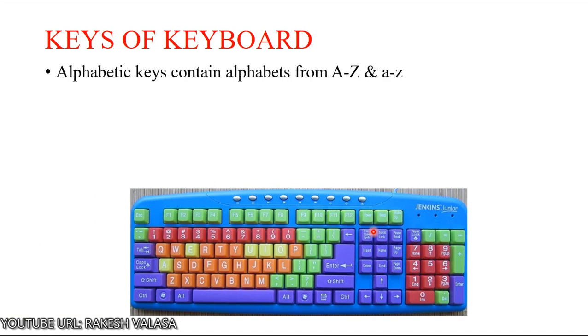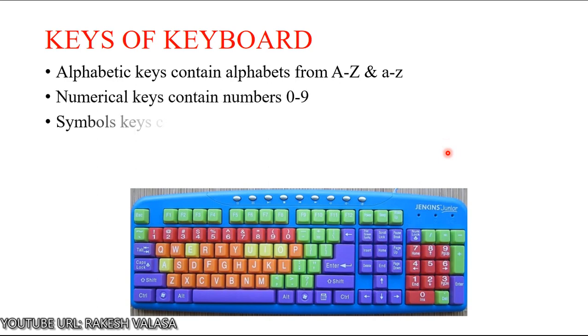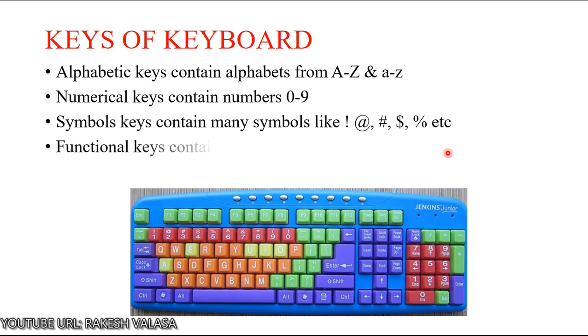Alphabetic keys contain alphabets from A to Z. You can type alphabets capital A to Z or small a to z. Numerical keys contain numbers 0 to 9. Symbol keys contain many symbols like exclamation, at the rate, hash, dollar symbol, percentage symbol, etc. Function keys contain F1 to F12, designed for special purposes.